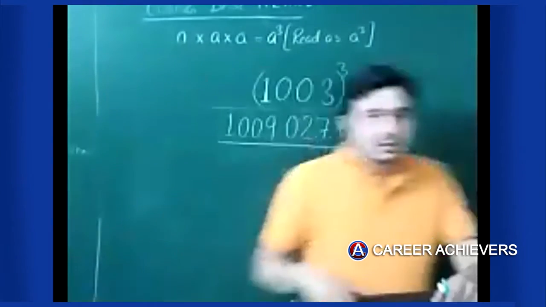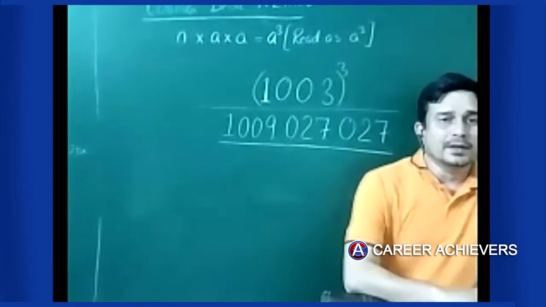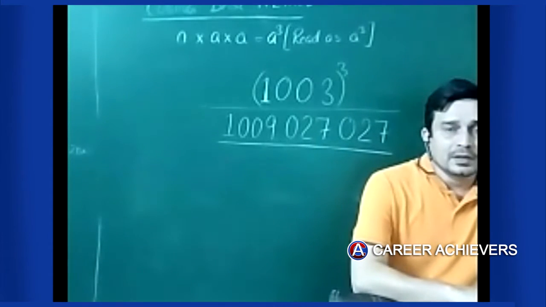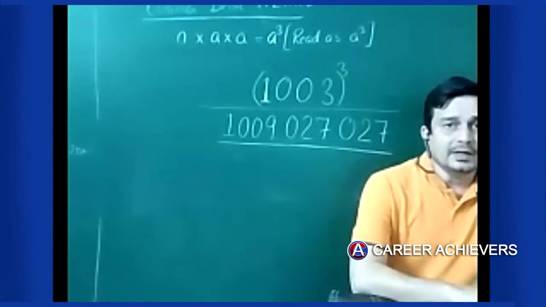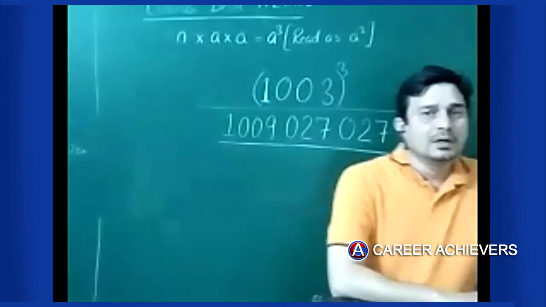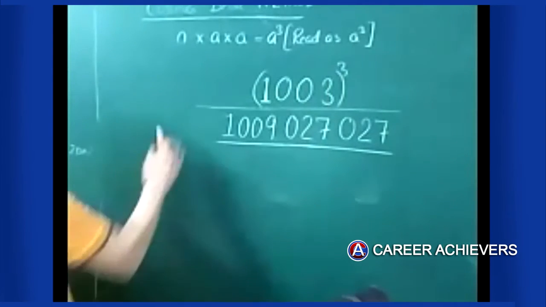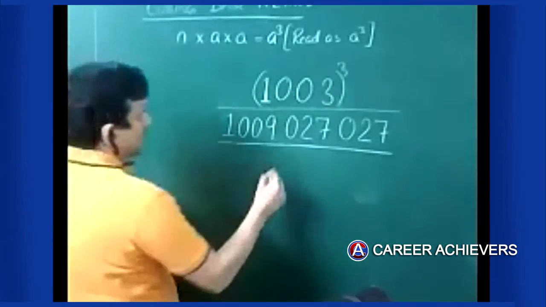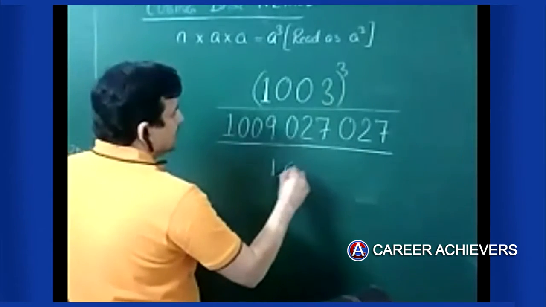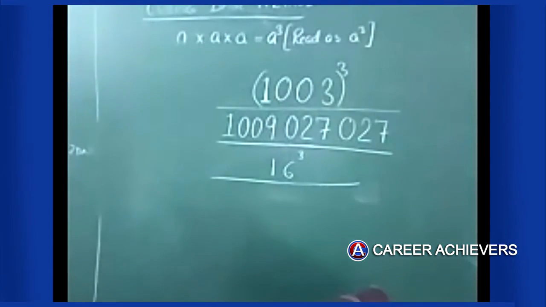Clear? Yes, clear sir. Everyone? Look here, base 100 and base 1000 are simple ones. The real difficulty comes when we take base 10. Now let us discuss it. This is 16 cube. Let us take an example, 16 cube.